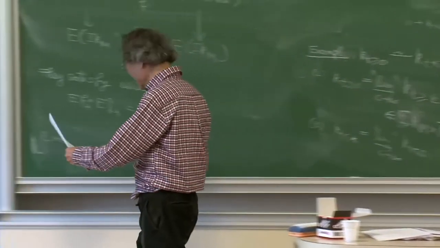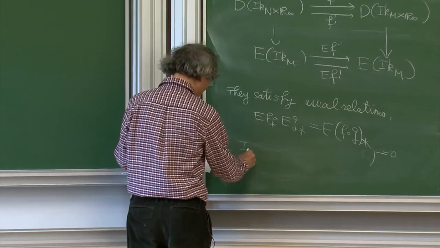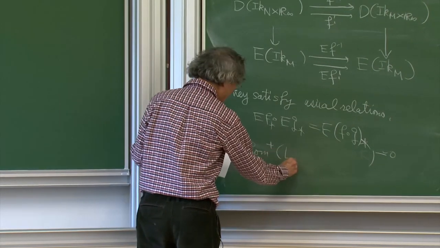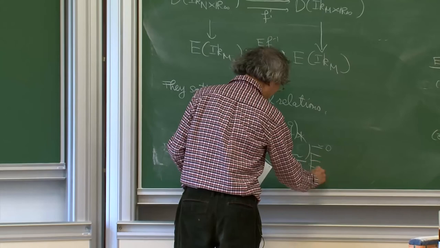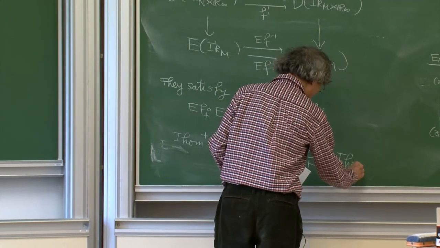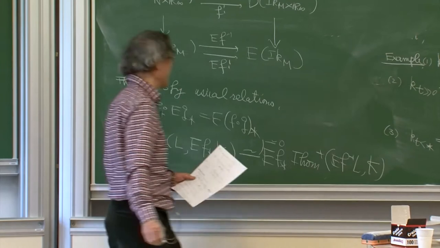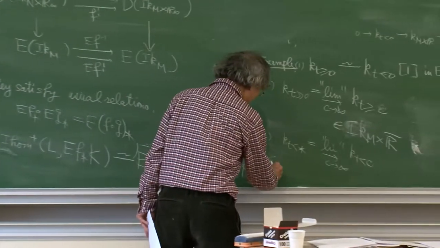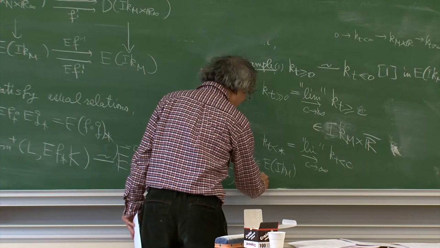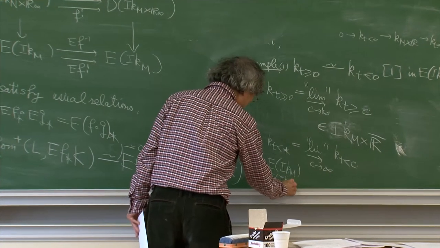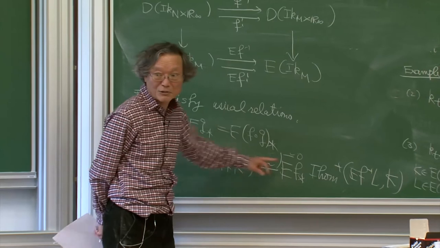Yeah, for example, R I home plus L, E F star K is E F star I home plus E F inverse L, K, where K is on M and L is on N. Then if you replace with the usual home, then that is a usual relation.